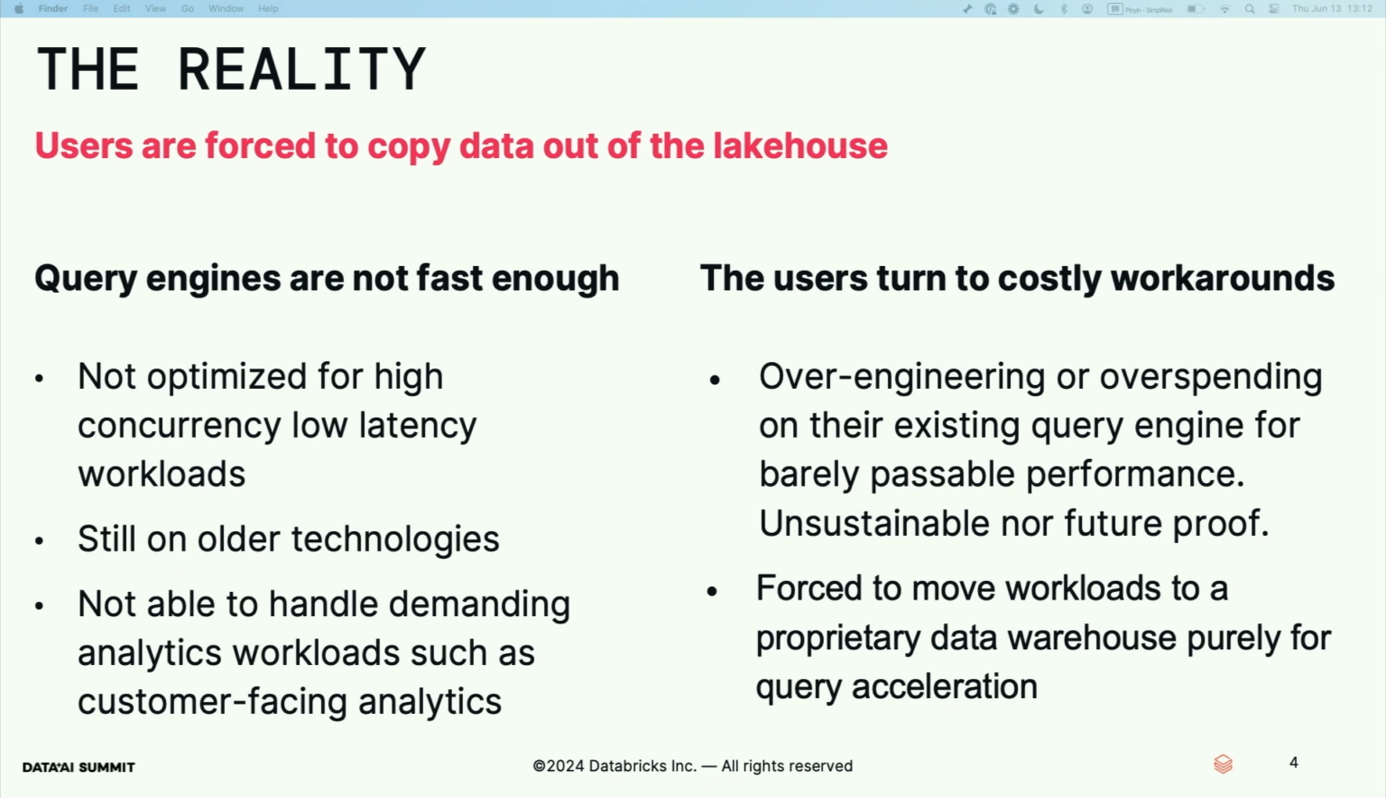Users are still forced to copy their data out of the lakehouse because query engines are just not running fast enough. They're either not optimized for high concurrency, low latency workloads, or they're still on older technologies. They are not really taking advantage of all of the crazy optimizations we're doing to a query engine today in 2024, right? Not being able to handle those workloads means users basically have two options. So first, they either over-engineer, overspend on their existing query engines to get barely passable performance. And this is not really future-proof, and it's not really sustainable, right?